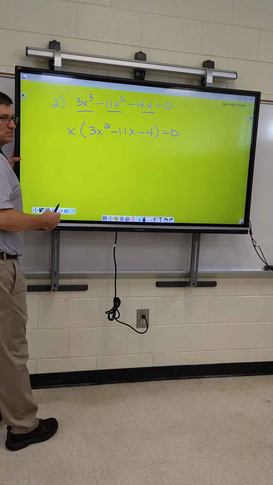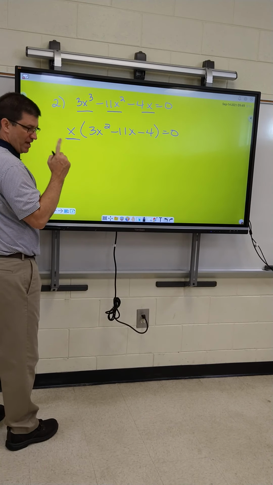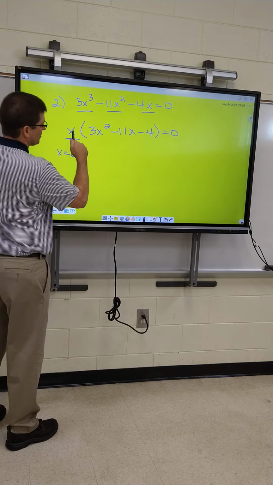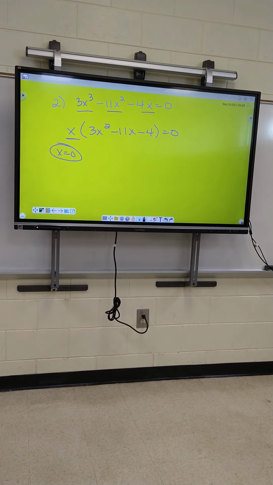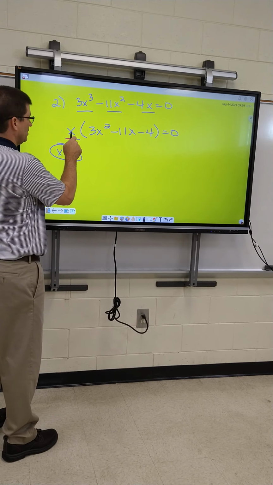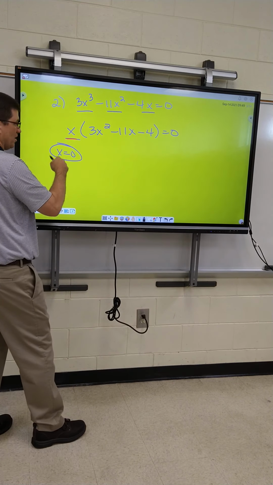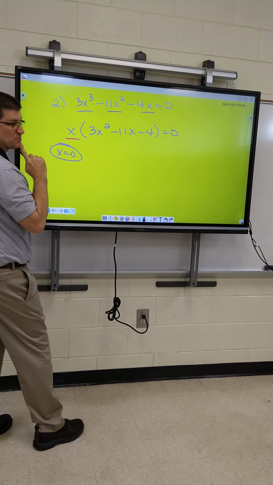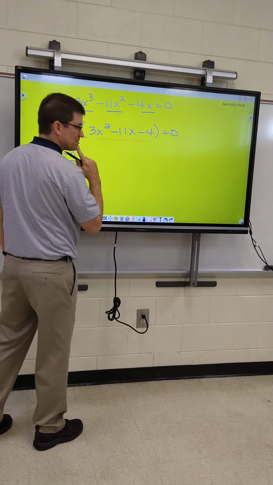All right, so now look. Here's what you do next. Y'all see the x that's in front of the parentheses? That's going to be your first answer. You just write x equals 0 and circle it, and that one's taken care of. That's how you get your extra answer on this problem. Kara, do you see the x that's in front of the parentheses? Write x equals 0. That takes care of your first answer. We got to find 3 answers. There's your first answer, Kara. We'll find the other 2 answers from this.